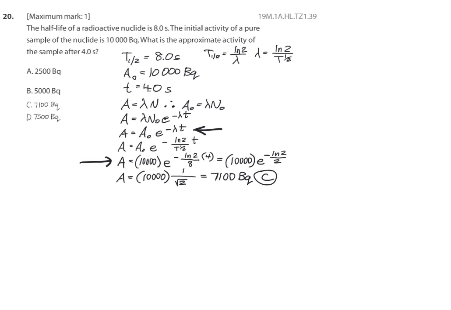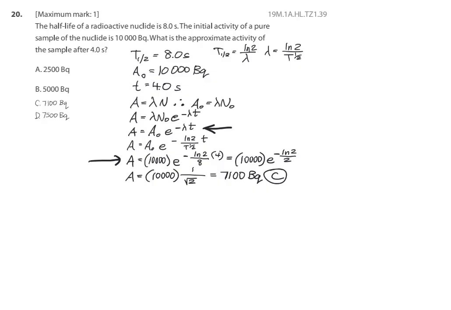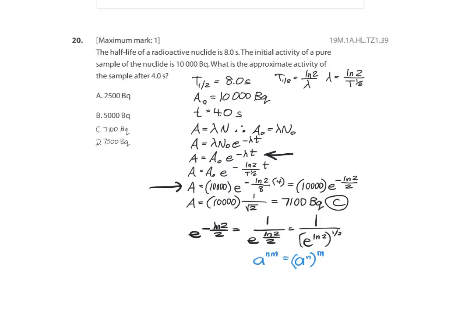But let me just show you how we get from e to the negative natural log of 2 over 2 to 1 over radical 2. So e to the negative natural log of 2 over 2: anything raised to the negative power is the reciprocal. So we have 1 over e to the positive natural log of 2 over 2. Now, even that's a quotient, natural log of 2 over 2, not a product, but regardless, quotient or product, a raised to the nm is equal to a raised to the n, raised to the m. So I basically broke apart e to the natural log of 2, and I raised that to the 1/2.